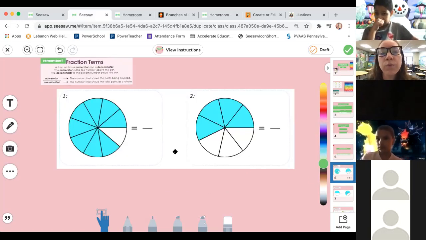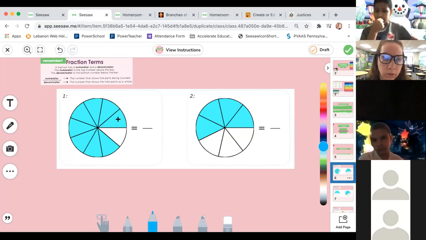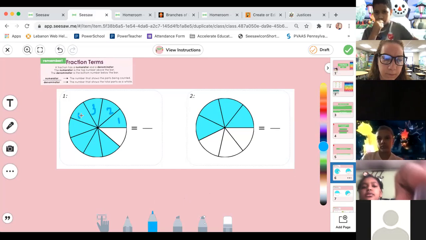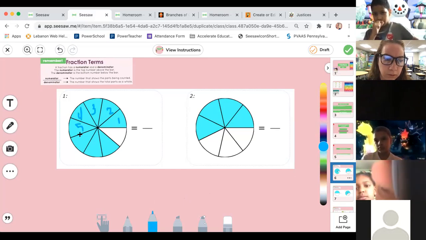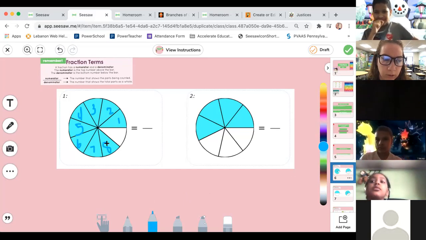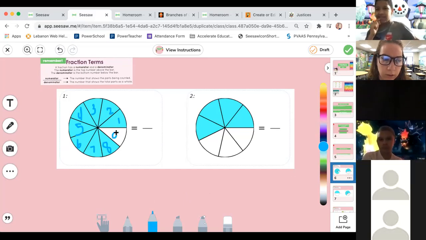Then you're going to be asked to write the fraction. Let's count this. We'll start here and I'll go backwards. 2, 3, 4, 5, 6. Oh, you're counting so fast, I can't write that fast. All right. Do we agree that there's 9 total pieces? Yeah. Where does the 9 go? The 9 total pieces.